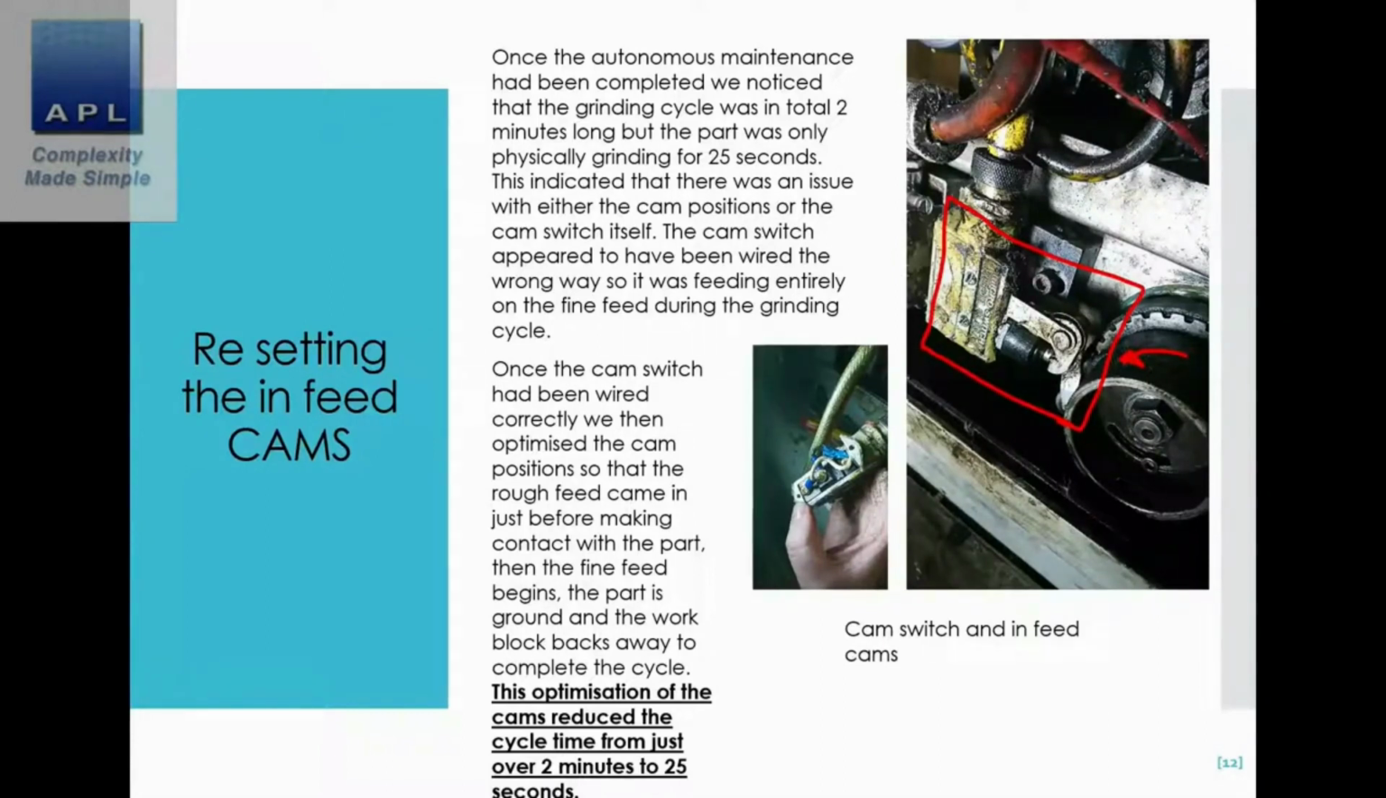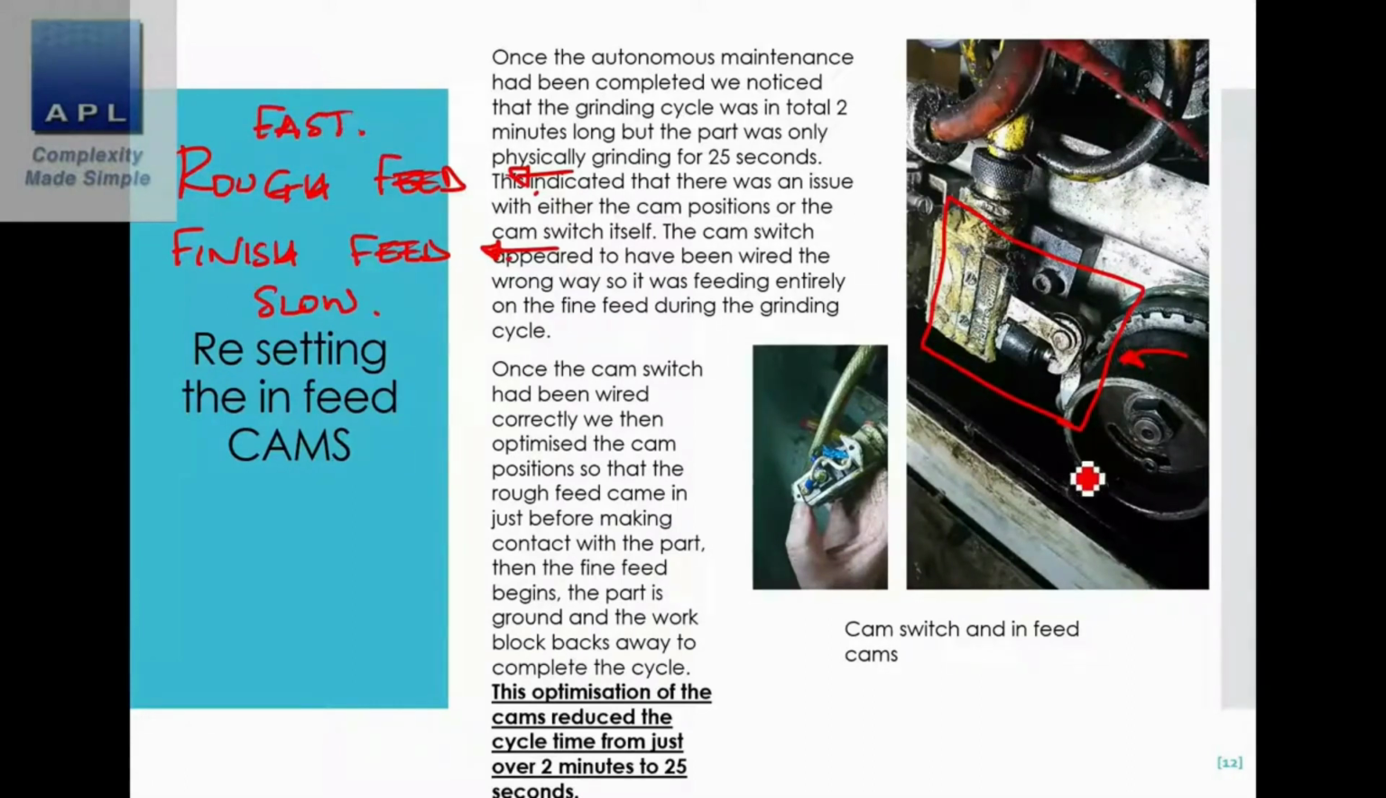So there is a rough feed and there is a finishing feed. Now clearly this can be nice and fast. Typically, the finish speed is slow. This would normally be fast. And this thing is supposed to do that. It was set up the wrong way round.